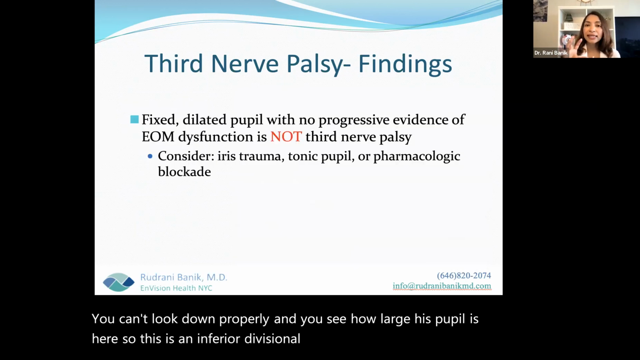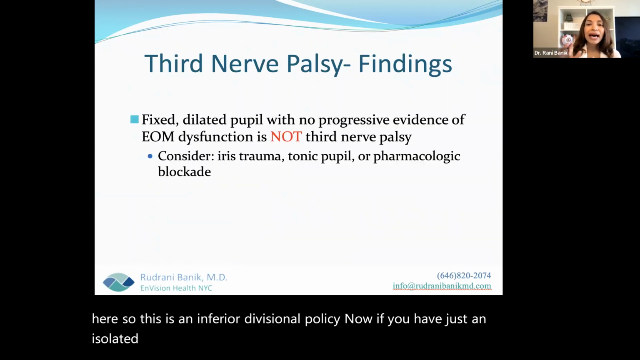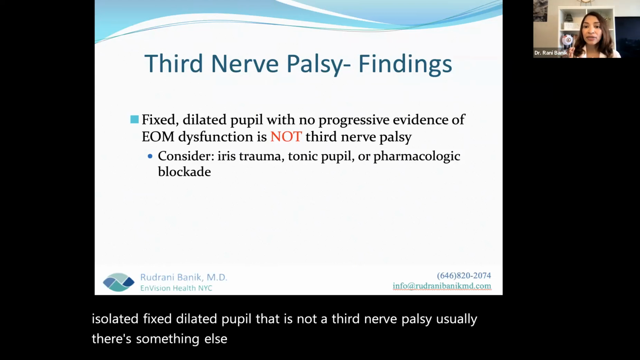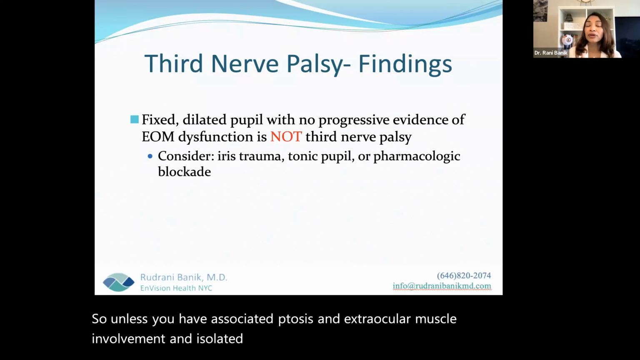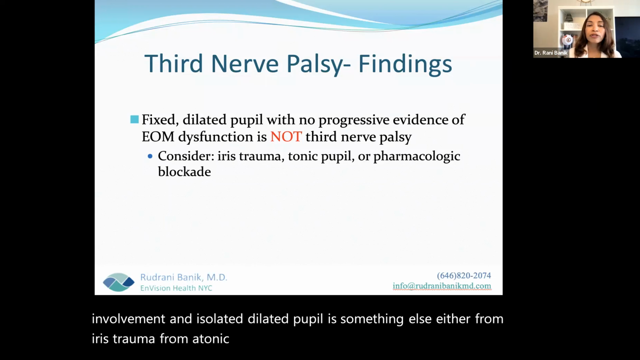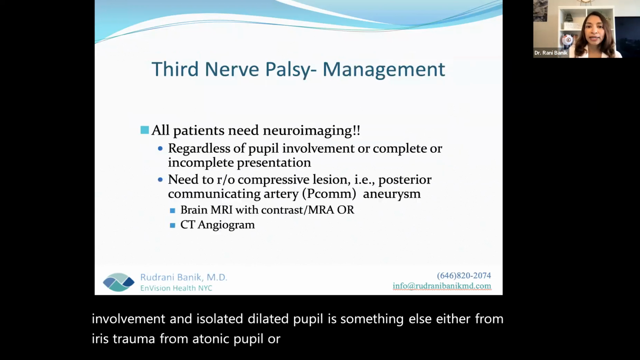Now, if you have just an isolated fixed dilated pupil, that is not a third nerve palsy. Usually there's something else that's causing an isolated pupillary dilation. So unless you have associated ptosis and extraocular muscle involvement, an isolated dilated pupil is something else, either from iris trauma, from a tonic pupil, or pharmacologic blockade. So keep that in mind.